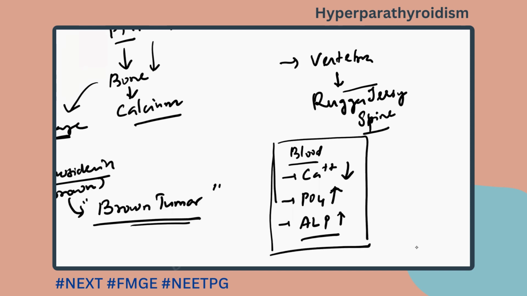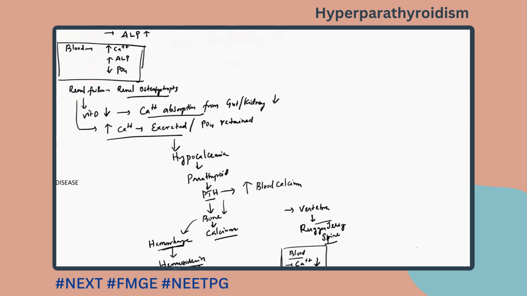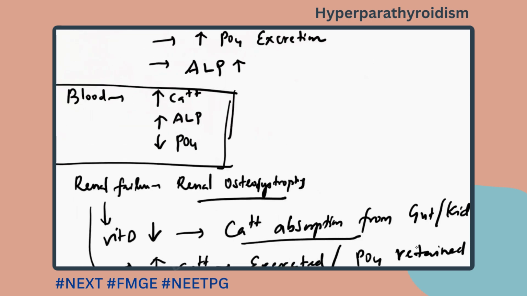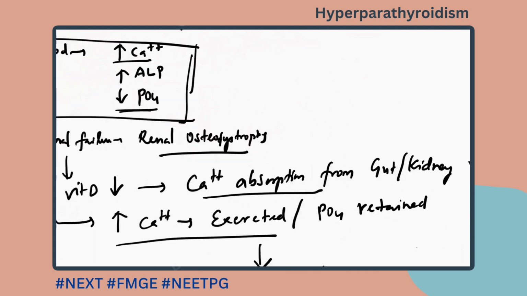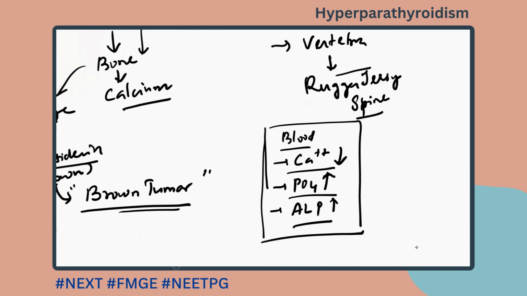What is the difference in blood picture of secondary hyperparathyroidism and primary hyperparathyroidism? What happens in primary hyperparathyroidism? If you see the blood picture, calcium is more, but phosphate is low. Opposite happens here. Calcium is low, phosphate is more. Because of renal failure, calcium is low and phosphate is more.